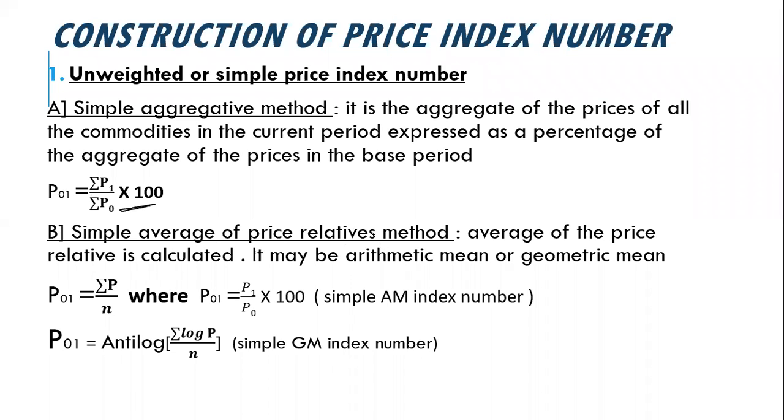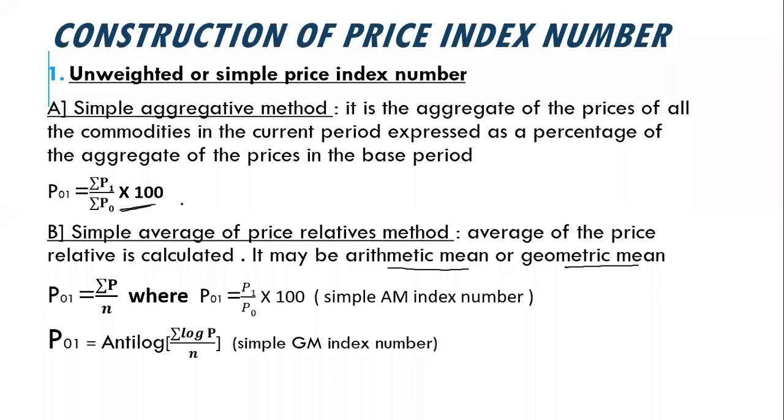So from here I will start the class. Now when you say simple average of price relative, here what happens, we calculate the average of the price. We find out the average value of a price. So how do we find it out? With the help of arithmetic mean and geometric mean.